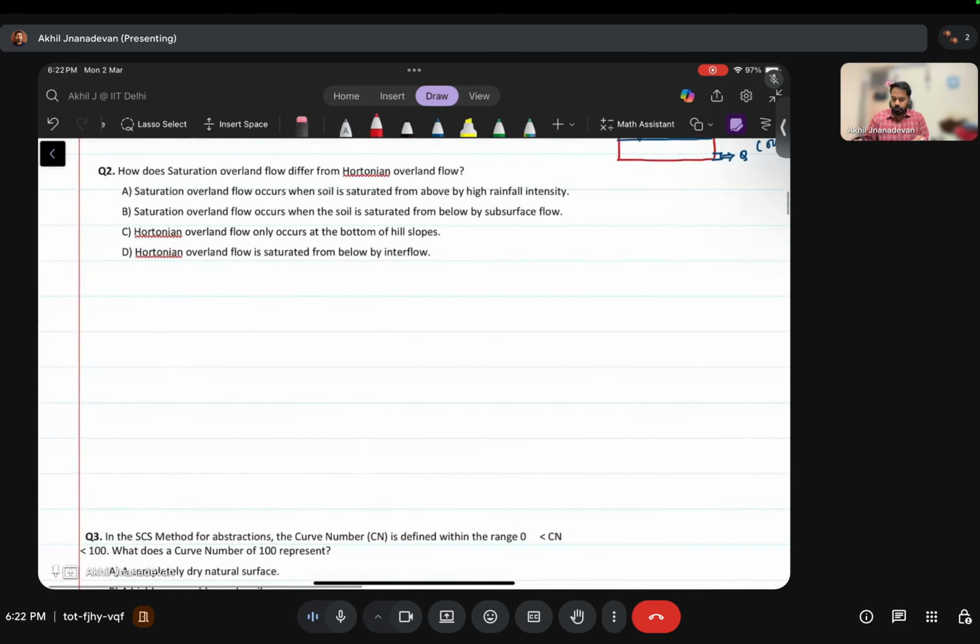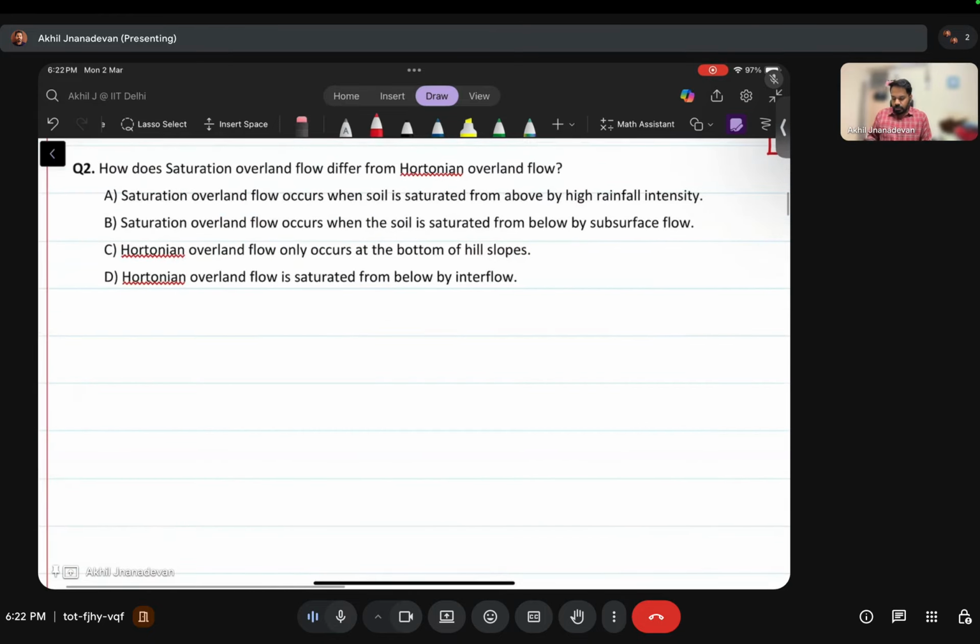So we can now come to the second question. The second question is, how does saturation overland flow differ from the Hortonian overland flow? So here we need to know the concept of what is overland flow. That is one thing, and then we can come to what is saturation overland flow and what is Hortonian overland flow.